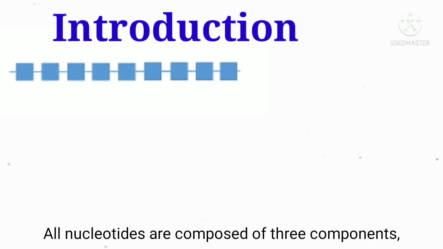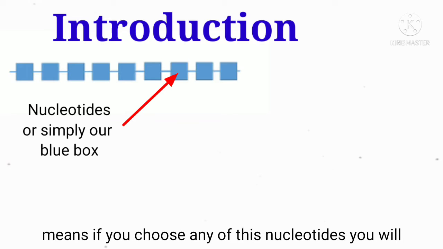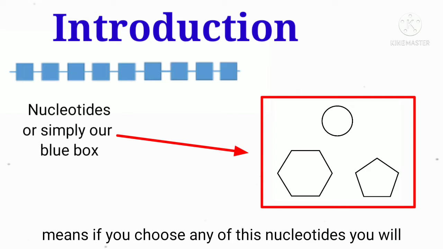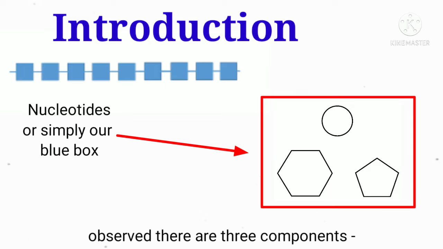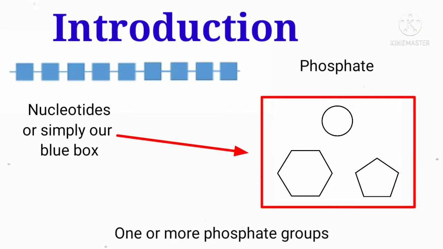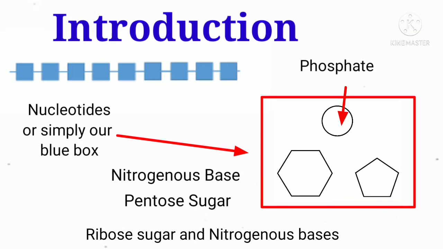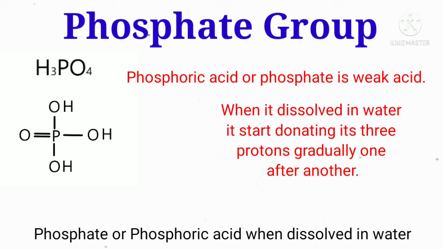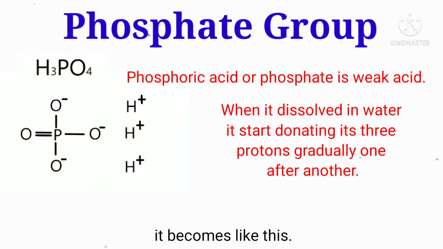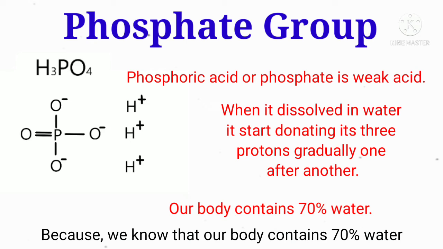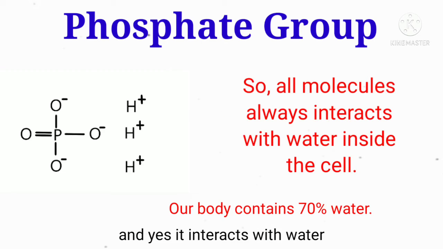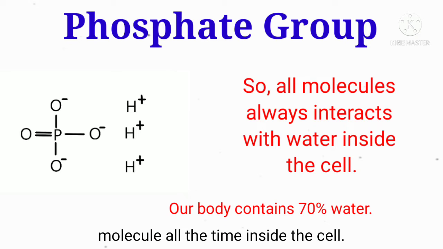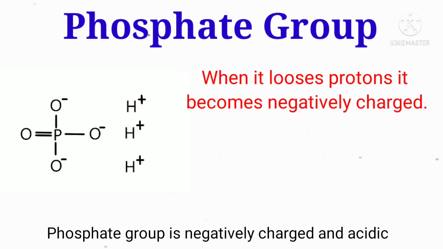All nucleotides are composed of three components. If you choose any of these nucleotides, you will observe there are three components: one or more phosphate groups, ribose sugar, and nitrogenous bases. Phosphate or phosphoric acid, when dissolved in water, becomes like this, because we know that our body contains 70% water, and yes, it interacts with water molecules all the time inside the cell.